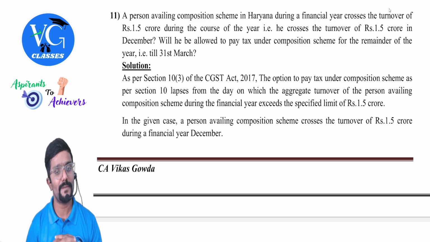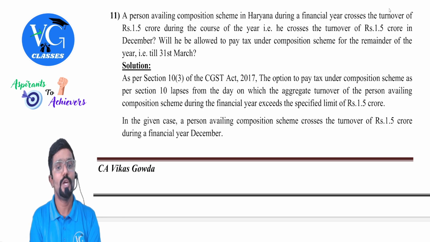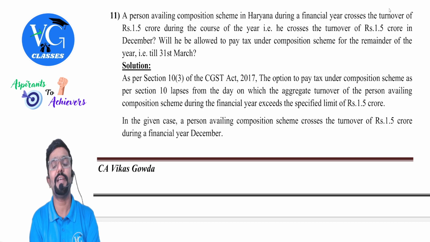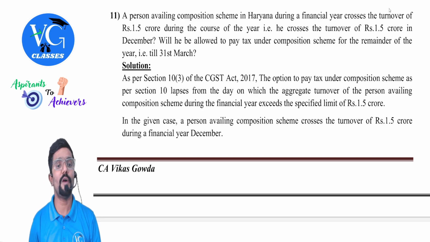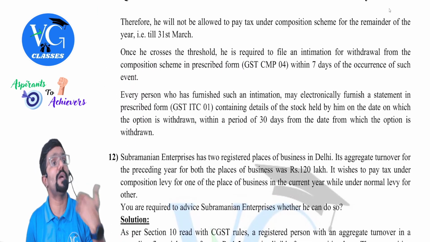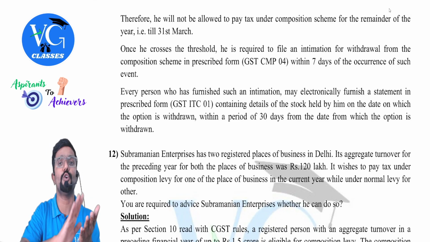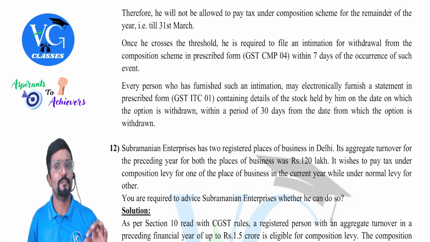As per section 10(3) of the CGST Act, the option to pay tax under composition scheme as per section 10 lapses from the day on which the aggregate turnover of the person availing the composition scheme during the financial year exceeds the specified limit of 1.5 crore. In the given case, the person crosses the turnover of 1.5 crore in December. Okay, the date is not given. If the date is given, then we can answer more accurately, telling that on that day itself he has to shift to section 9. Therefore, he will not be allowed to pay tax under composition scheme for the remainder of the year, that is till 31st March.